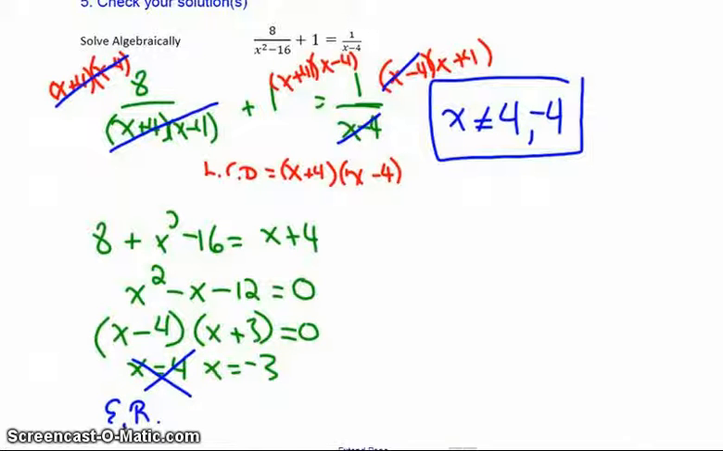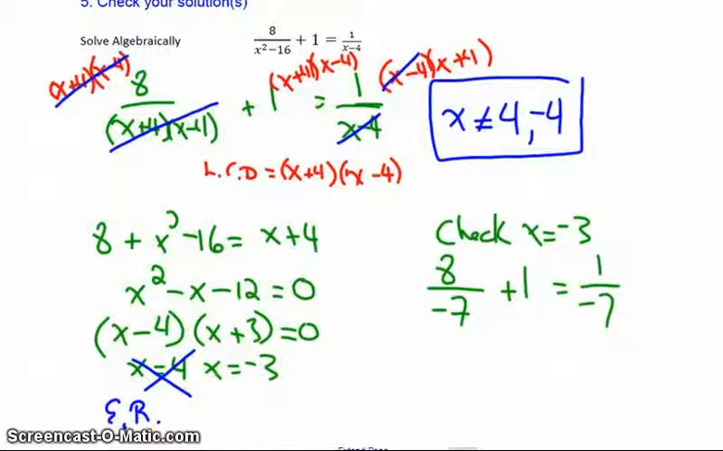Now the question says that we should verify our answer, and if you actually do, check the answer that you do have left. If we check negative 3, when you plug that in there, you get 8 over minus 7 plus 1 is supposed to be 1 over minus 7. So if you plug it back into the original equation, that ends up being minus 1 over 7 is equal to minus 1 over 7. And that makes us happy because it does check out. Okay?